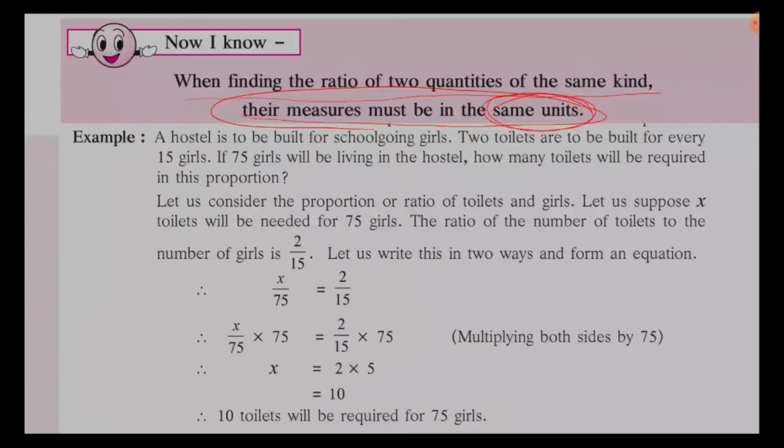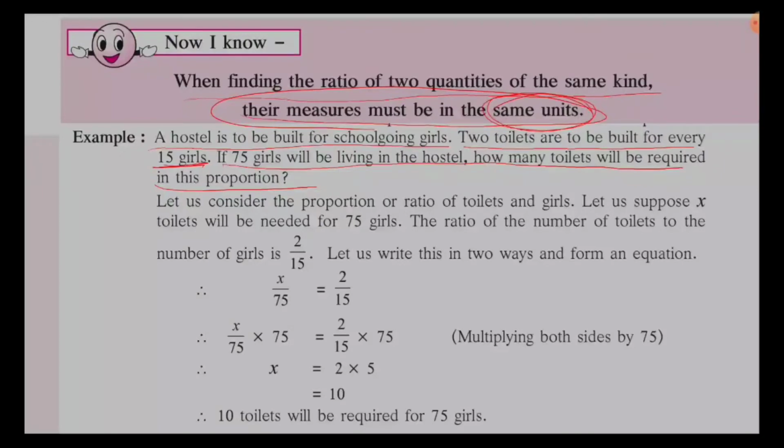Here we will be taking the second example. That example is: a hostel is to be built for school going girls. Okay, they are making toilets according to the number of girls. Two toilets are to be built for every 15 girls. Okay, if there are 15 girls in the hostel, we will be making two toilets. If 75 girls will be living in the hostel, how many toilets will be required in this proportion?